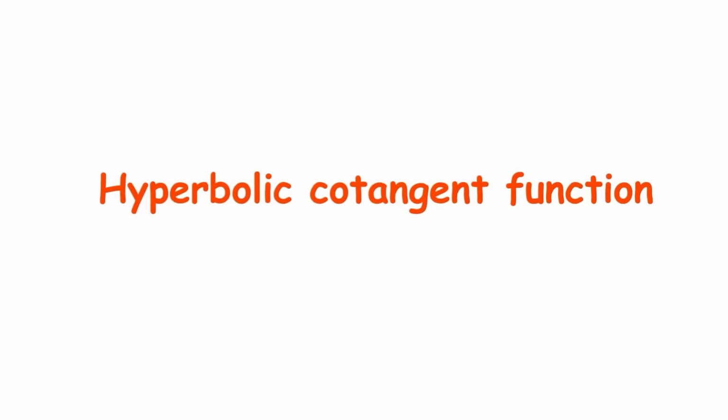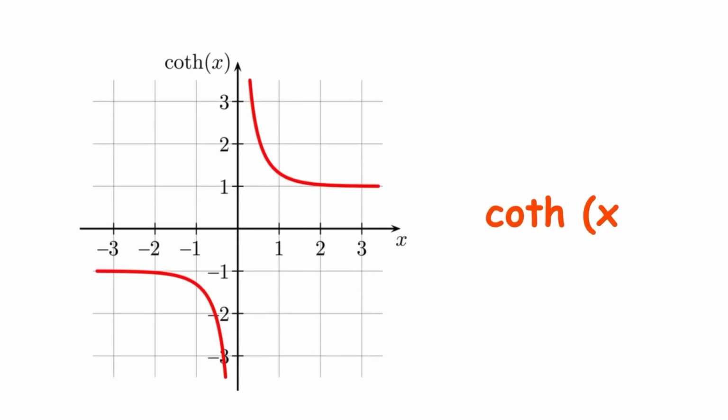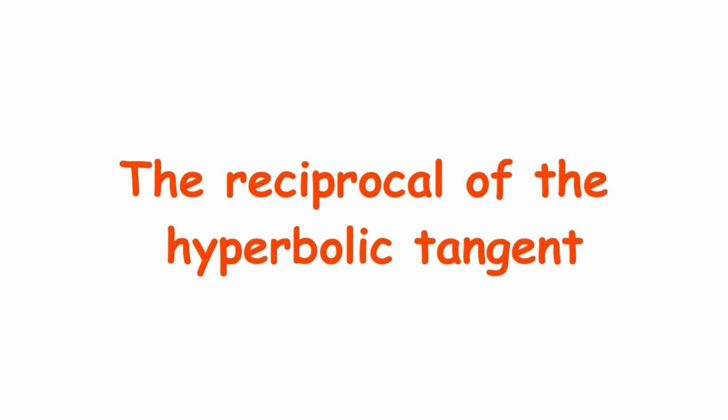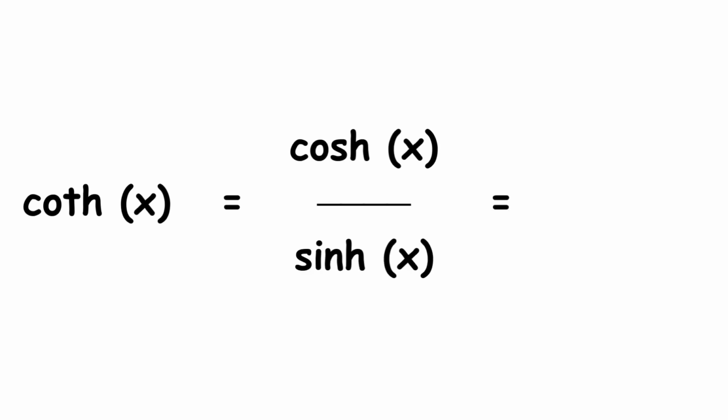Hyperbolic cotangent function. In trigonometry, the hyperbolic cotangent of a real number x is a hyperbolic function defined as the reciprocal of the hyperbolic tangent. Its equation is coth of x equals cosh of x over sinh of x equals e to the power of x plus e to the power of negative x over e to the power of x minus e to the power of negative x.